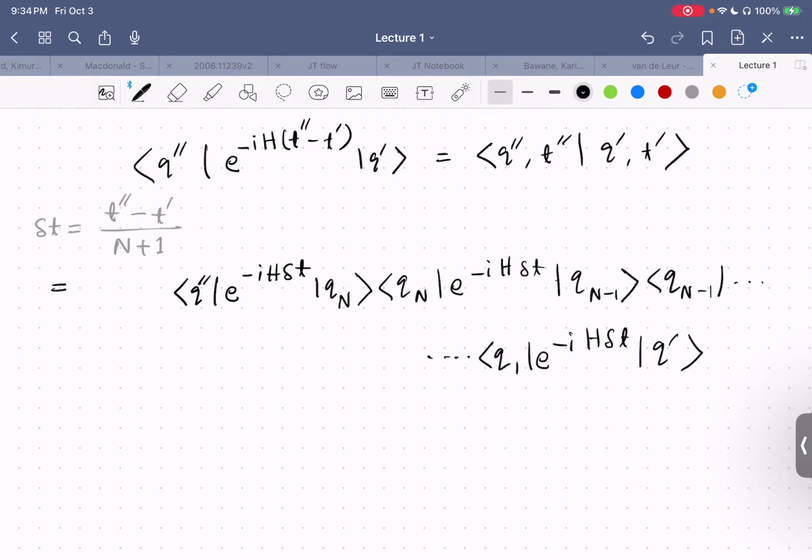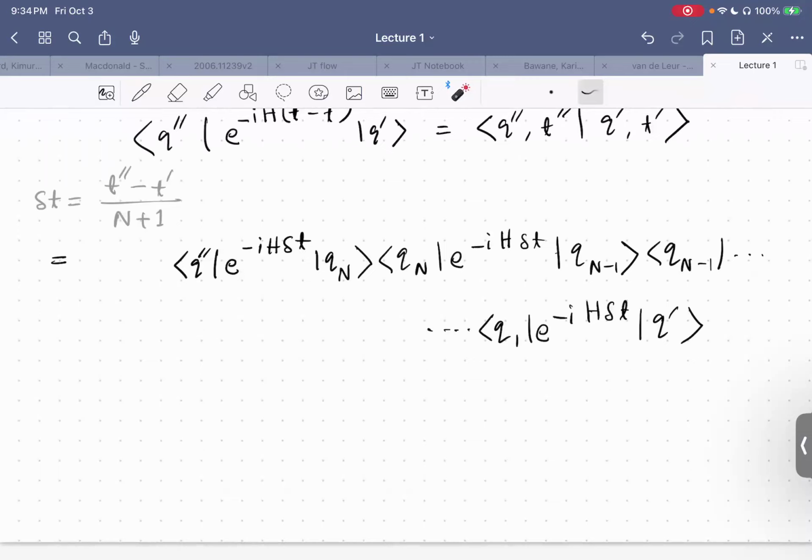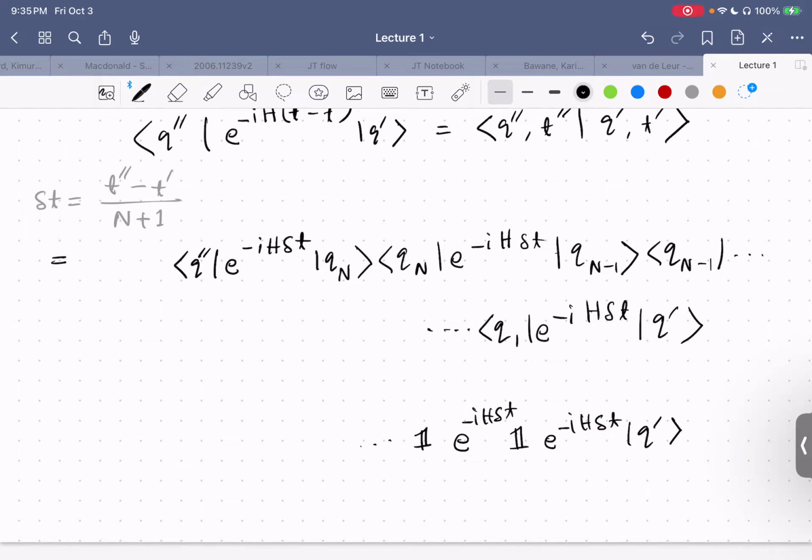All right. So here what we're doing is, we start from q prime, and then we evolve it a little bit in time. From time t prime, we go to time t prime plus delta t. And then we insert the identity operator. And then we evolve it again, and insert the identity operator. We do this n times. And finally, we evolve it one last time, and then we take the overlap.